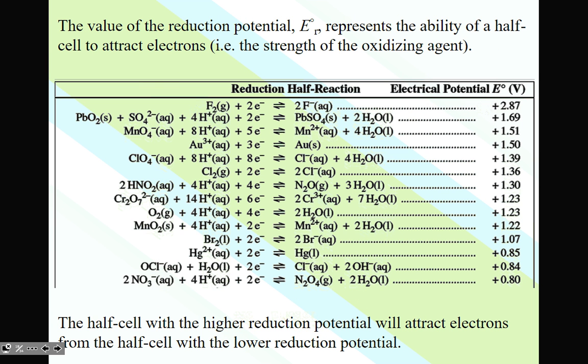So the value of the reduction potential represents the ability of a half cell to attract electrons. So what do these numbers represent? What's the point of this? It gives you a value for the strength of the oxidizing agent. So it makes sense that if your SOA is top left, then this number has to be the highest. The half cell with the higher reduction potential will attract electrons from the half cell with the lower reduction potential. That makes sense as well.